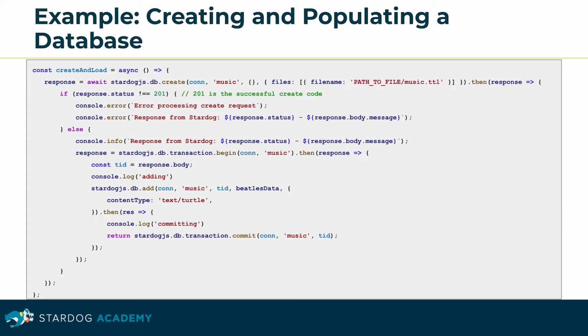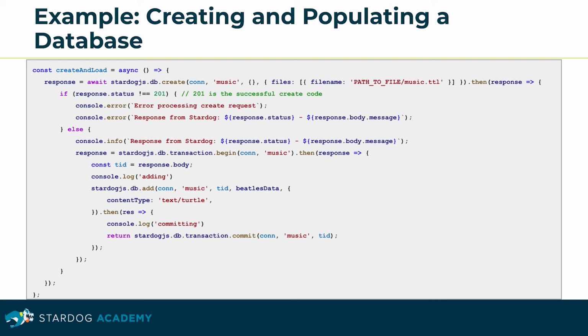In the code snippet, we will use an await and call the Stardog.js db create method, passing in the connection we talked about before, the name of the database, which in this case is music, and the file that contains the data. We will wait for the response from the database. If the response is not a 201, it means there was an error and we will print out the error message. If the response was a 201, it means the database was successfully created.